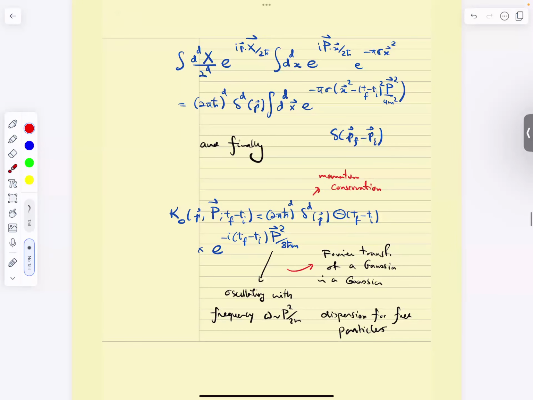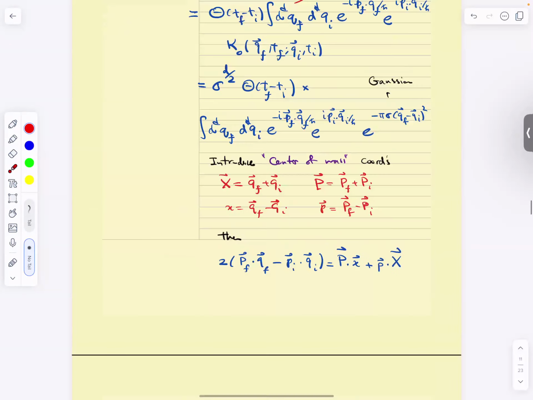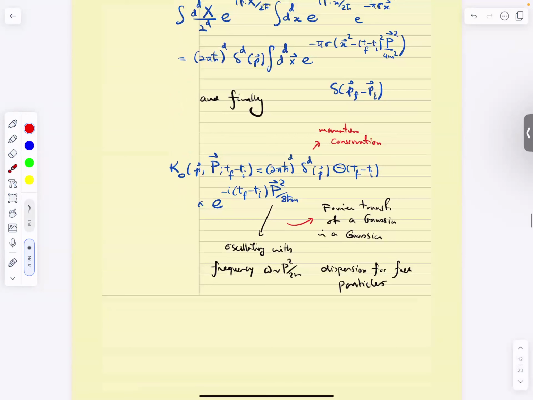All right, so after the Fourier transform, I only did the Fourier transform in spatial directions. What comes out is the Dirac delta of P, right? What is P? Remember, P is the difference between them, PF minus PI. That's why it's conservation of momentum. Step function of TF minus TI, and then e to the power of i, TF minus TI, P squared over 2M.